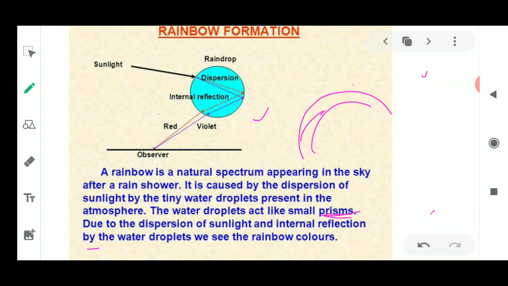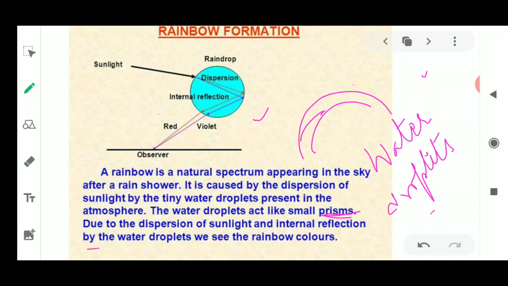Next, there are certain conditions which are necessary for the formation of the rainbow. So what is the condition which is necessary? The very first condition necessary for the formation of the rainbow is the presence of water droplets. Now why are the water droplets important? You have understood that each and every water droplet is going to act as a prism.